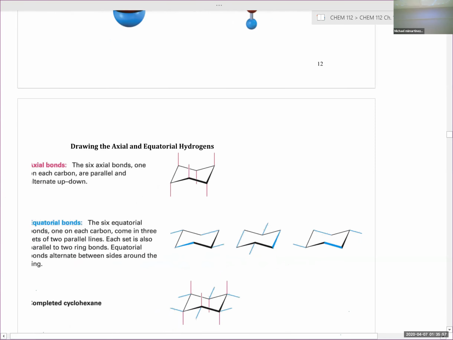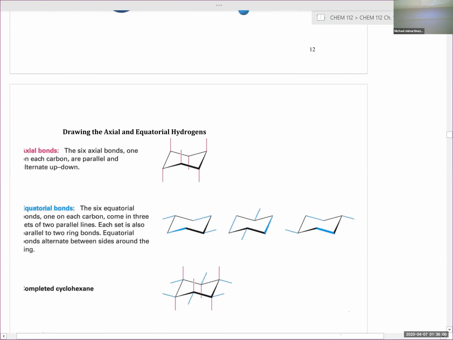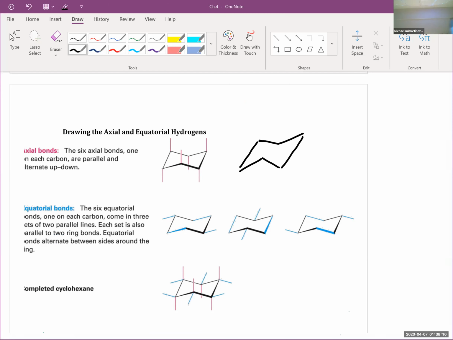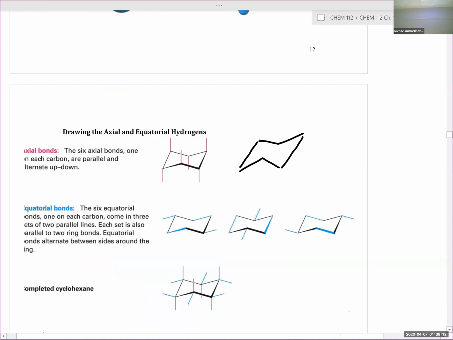Let's talk a little bit about how to draw axial and equatorial hydrogen. So first things first, we start with our blank scaffold, and then at each of our carbons, we fill in our axial hydrogens. So I like to think of it as I fill in my 3 axial hydrogens pointing up.